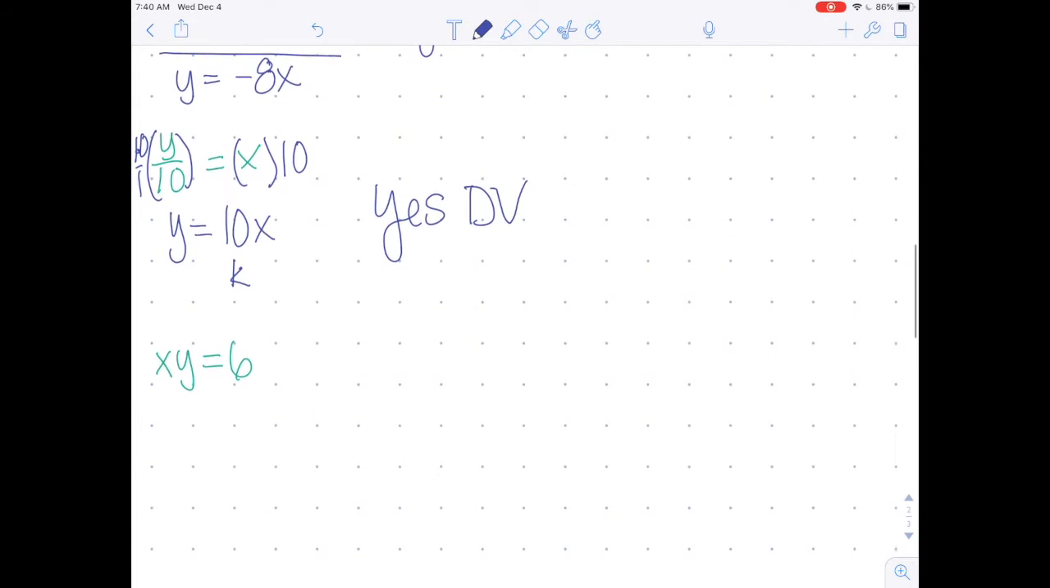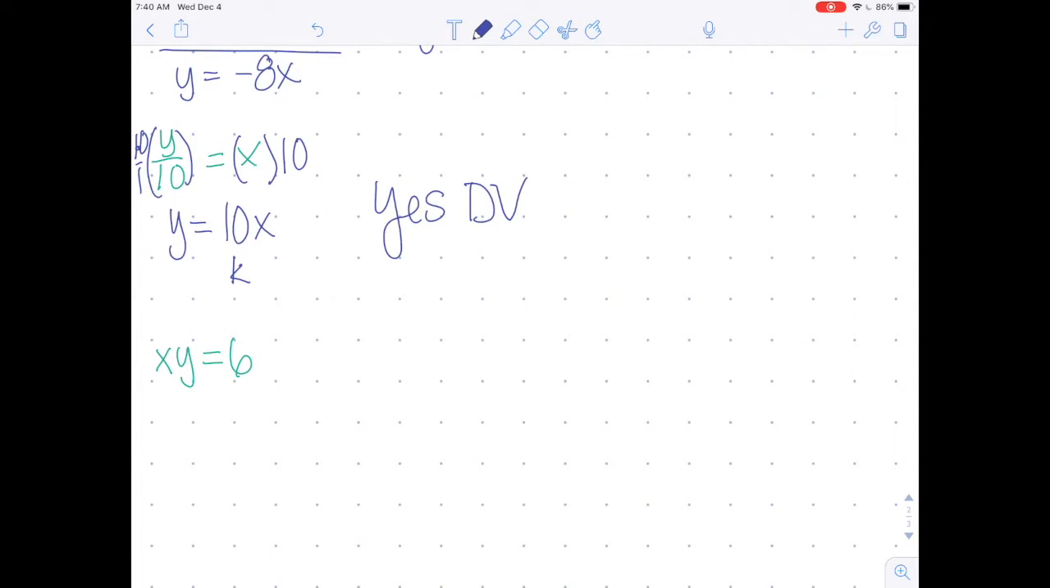Alright, looking at this third example, we've got xy equals 6. So the way to solve for y would be to divide by x. So y equals 6 over x. So this now has y equals 6 divided by x instead of 6 times x. So no, this is not a direct variation because it doesn't have a constant of variation times x.